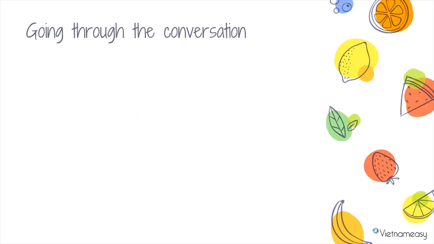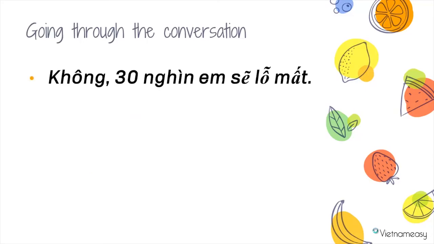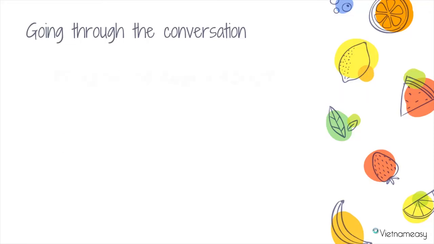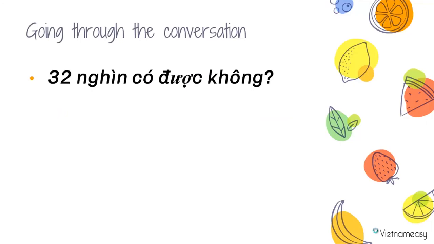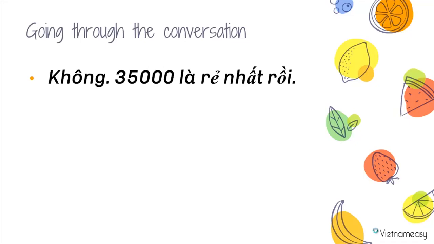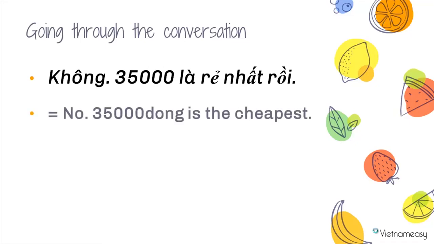Next one we have, không, 30.000 em sẽ lỗ mất. Which means, no, if it's 30,000 dong, I will make a loss. Next part we have 32.000 có được không? This one means is 32,000 dong alright? Không, 35.000 là rẻ nhất rồi. This means no, 35,000 dong is the cheapest.